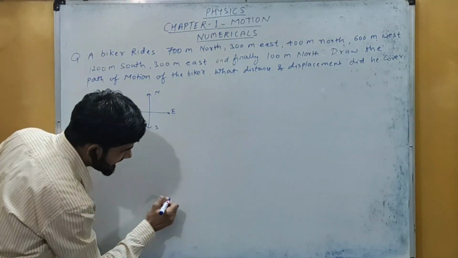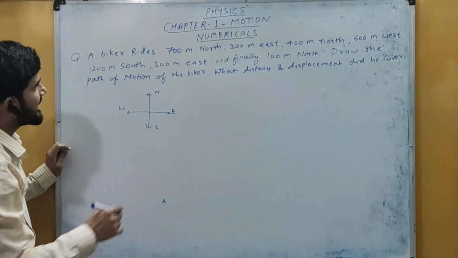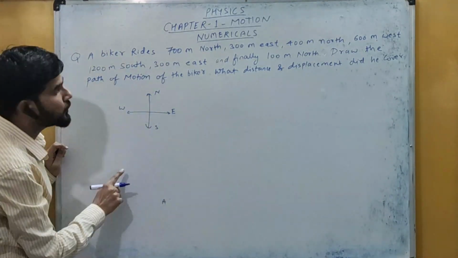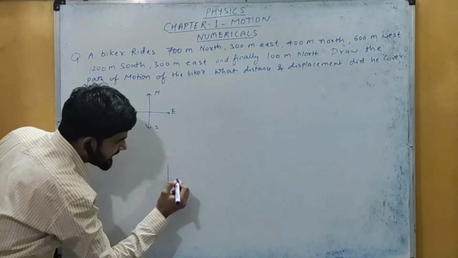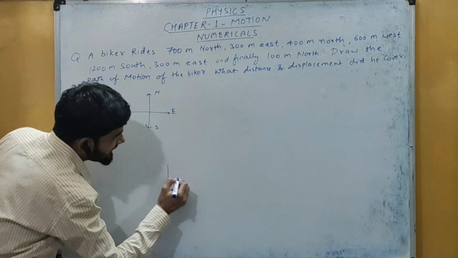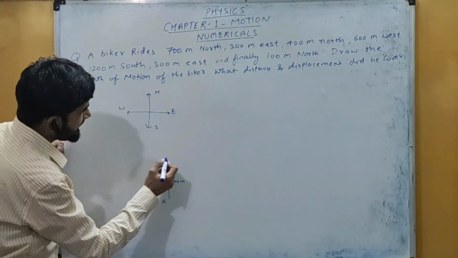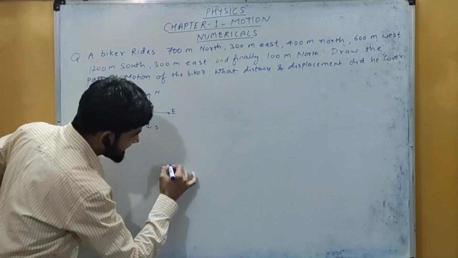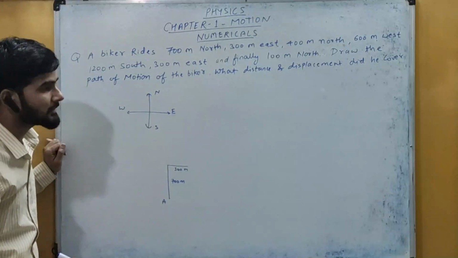हम assume करते हैं कि यहाँ पर उसका स्टार्टिंग पॉइंट है. Let us assume it to be the point A. Now he is moving towards north. North किधर है? ऊपर. कितना? 700 meters. So here I will assume that this is 700 meters north in the opposite direction. Now 300 meters east. East, that is in that direction, that is 300 meters. So it is 300 meters.